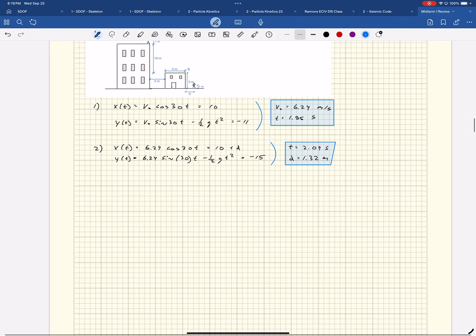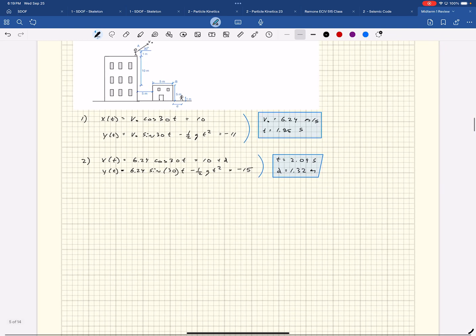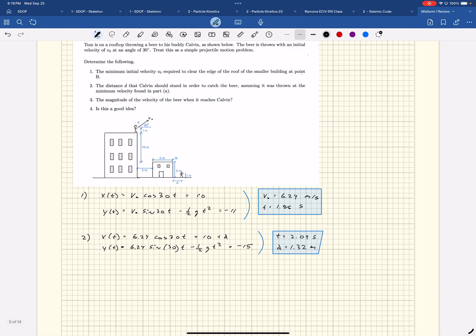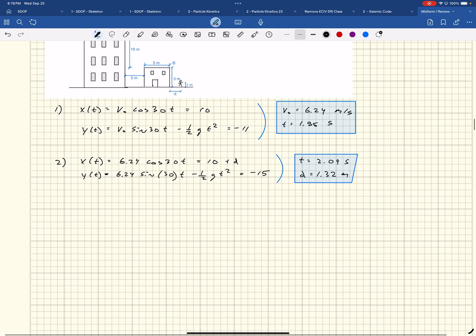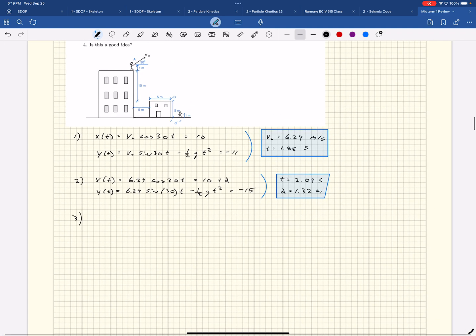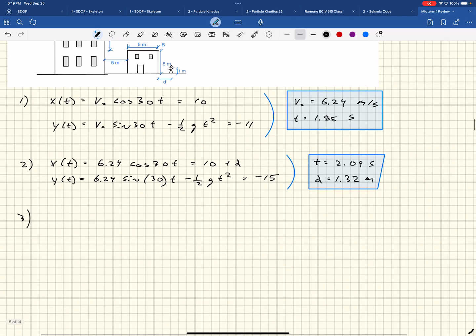Okay? Go. 3. The magnitude of the velocity of the beer when it reaches Calvin. Okay, 3. Any thoughts on that? Yeah, so I have to, that's exactly right. I gotta calculate the velocity. I gotta get the velocity of it down at the bottom. And then I do the square root of the sum of the squares of the 2 different directions, okay? And so I gotta do that right now.